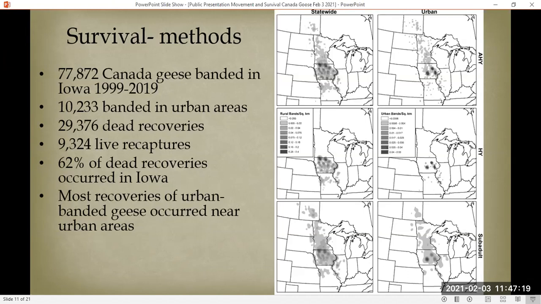And that's probably related to the molt migration we discussed earlier. But most recoveries occur within the state of Iowa, and most birds banded in urban areas are recovered nearby, immediately adjacent to those urban areas.